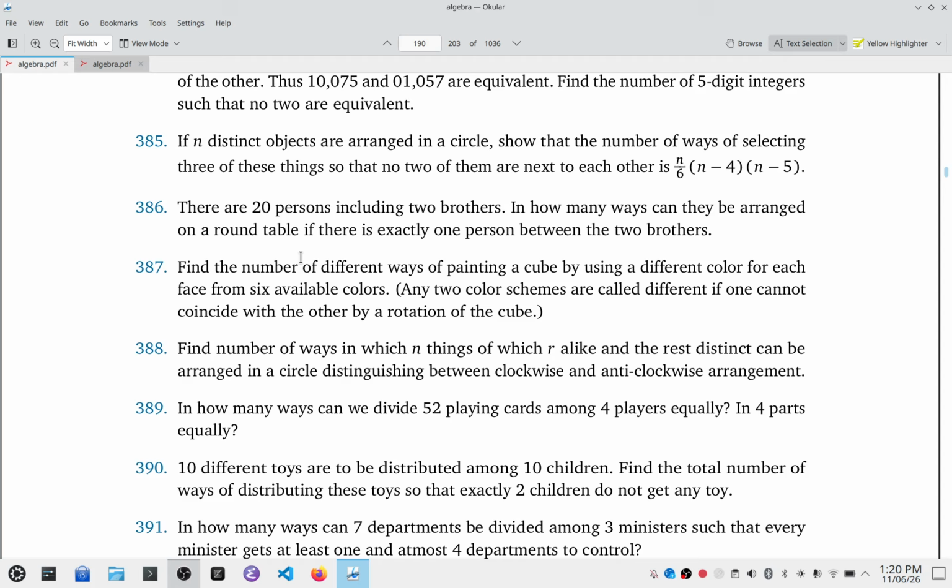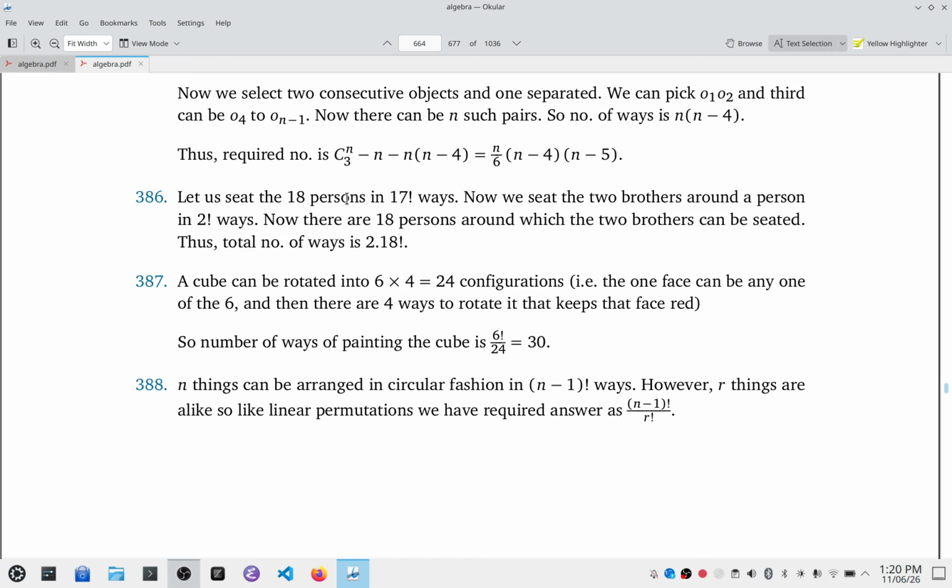Here this is not correct. This is not the total number of ways. This is the number of ways in which 18 persons can be seated other than two brothers.